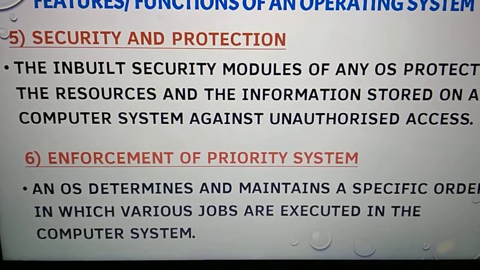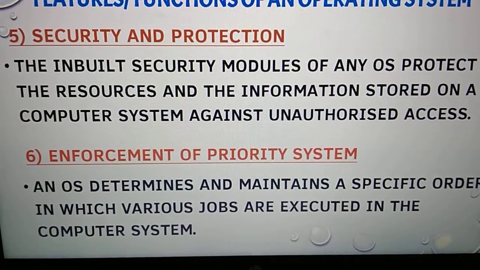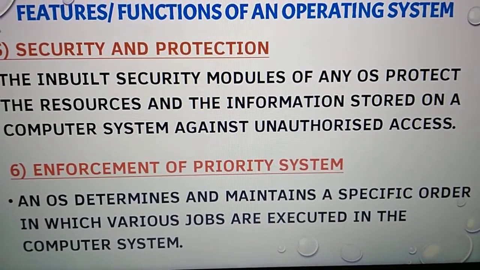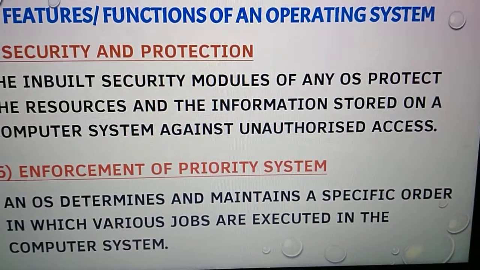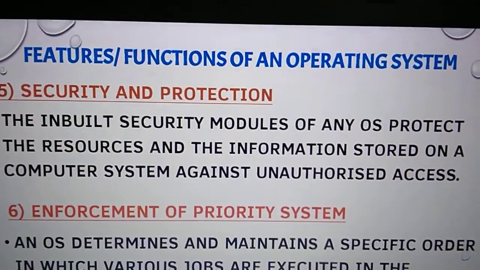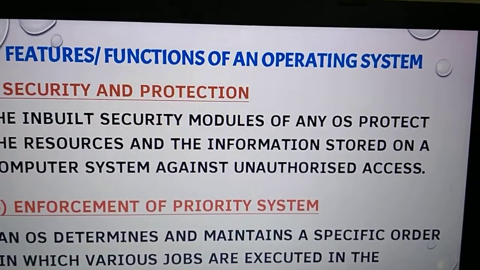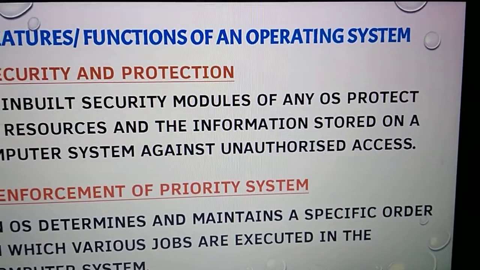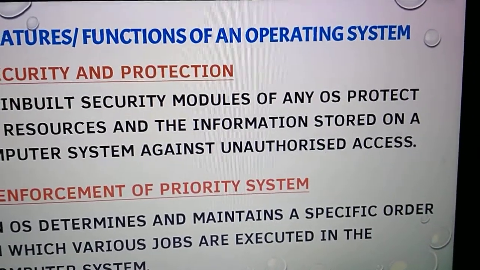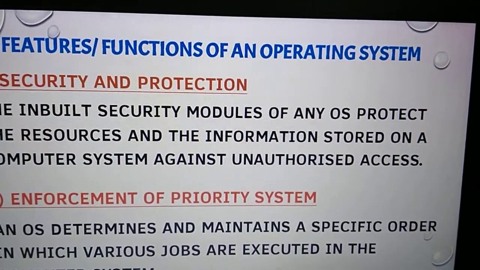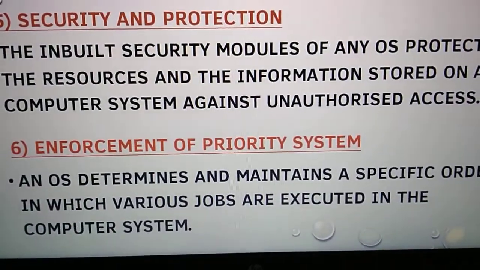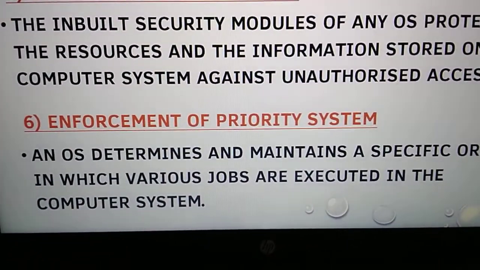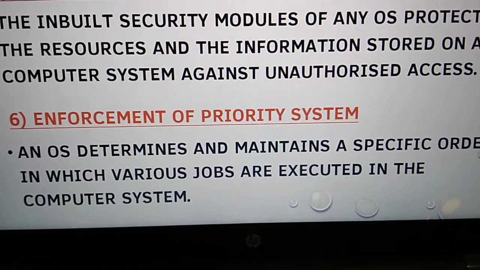And the sixth one is enforcement of priority system. What is priority? We have some works which have importance, so we arrange them. Tomorrow I have a test, and the day after tomorrow I have a homework. Which one is important? The test is important, so we revise for the test first and then do the homework. That is priority. In the same way, the operating system also enforces priority, meaning it works on applications according to priority.